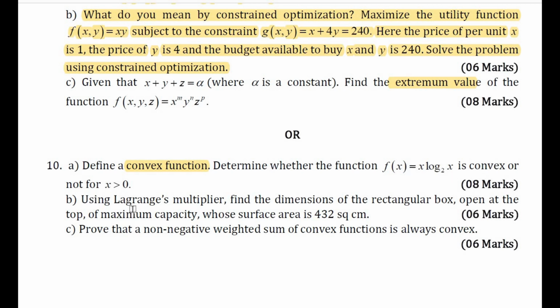Question number 10B is a standard problem. Using a Lagrange multiplier, we are required to find the dimensions of the rectangular box open at the top of maximum capacity whose surface area is 432 square centimeters. The next problem is on a standard derivation. Prove that a non-negative weighted sum of convex functions is always convex. So I would prefer that you choose question number 10. If you have an option, you can choose the 10th one and answer easily.